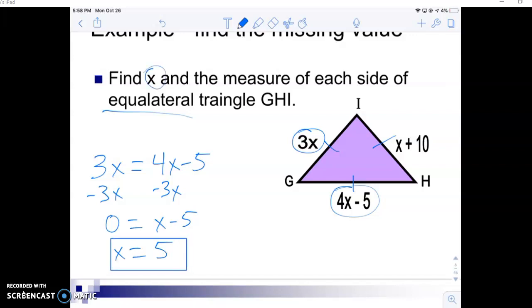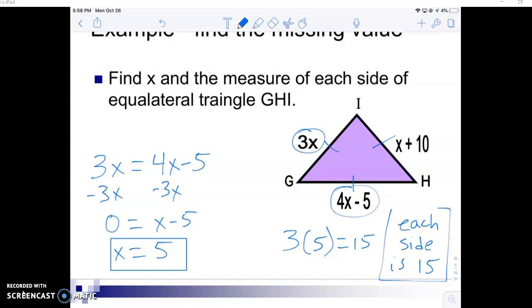Alright, we found x, but it also says find the measure of each side. So what you would need to do is plug in 5 for x. You can plug it into any one of those three sides since they're all the same. I'm just going to plug it into that 3x. So 3 times 5 will give us 15. Each side is 15. Sweet, there it is.